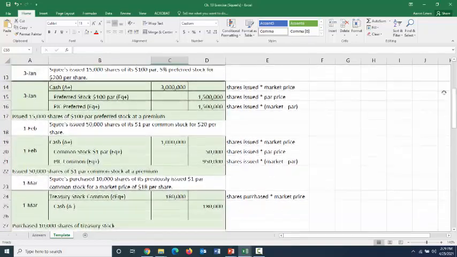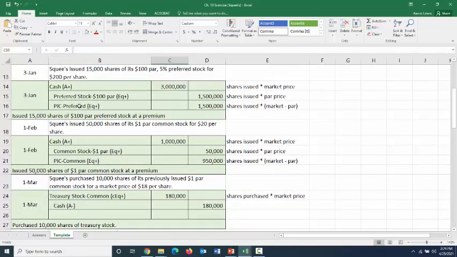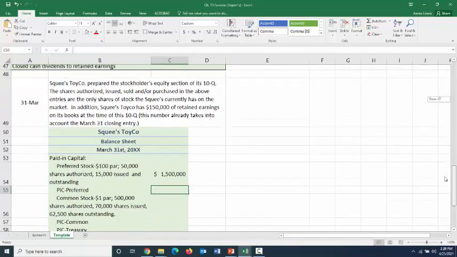Oh, there we got one in that same exact entry. We credited PIK preferred for 1.5 million. That's the only entry that affected that account, so the balance of our PIK preferred account would also be 1.5 million at this time.